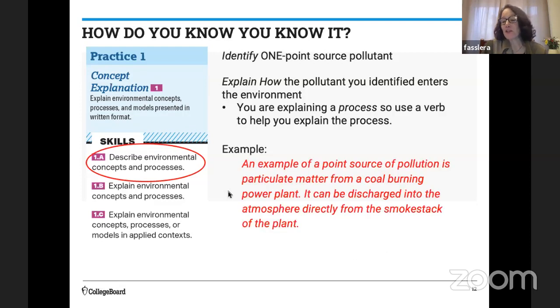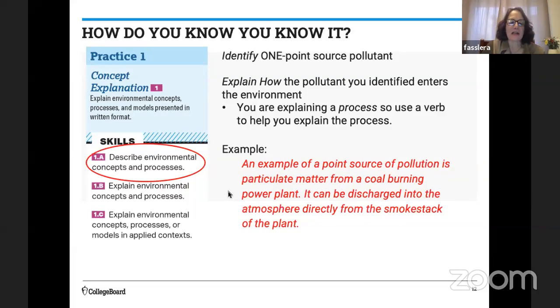So one example that you could have used from atmospheric pollution is particulate matter. Particulate matter is a point source of pollution. It can be discharged. That's my verb to explain that process. It can be discharged into the atmosphere directly from the smokestack of the plant. And you might be able to picture that even from your unit on energy when you looked at how during the combustion of coal, I heated water and made steam and turned a turbine and powered a generator.